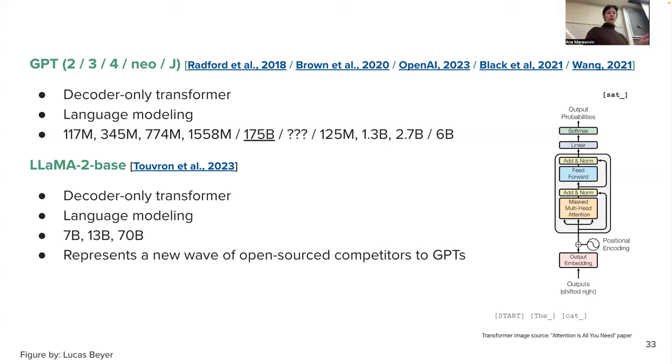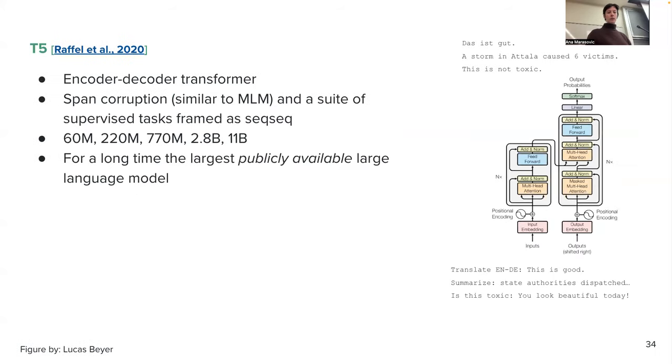Okay, so that's one option. And T5 is the other option, which is an encoder-decoder transformer. For a while, this was the largest publicly available language model, of size 11 billion. So there is a lot of research that's done with T5 11 billion. Up to last year, it's been a really common choice in research, and there are a lot of insights about T5. So it's one of the prominent models in the research space.